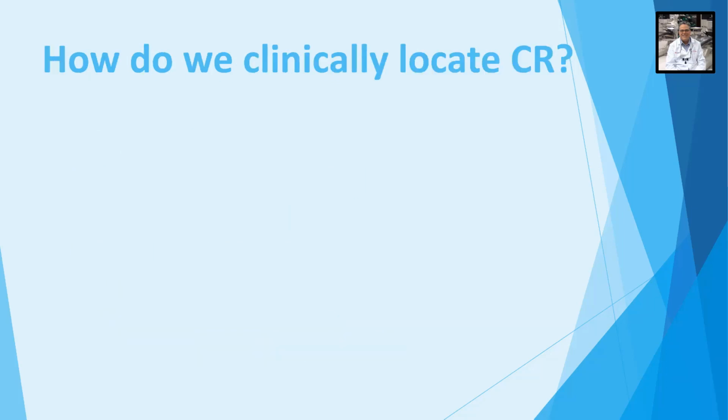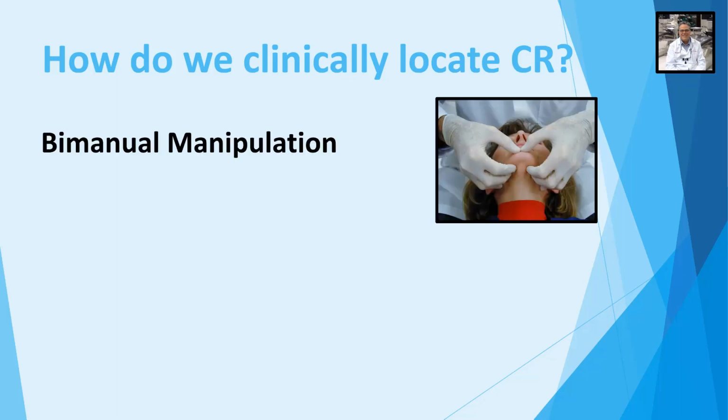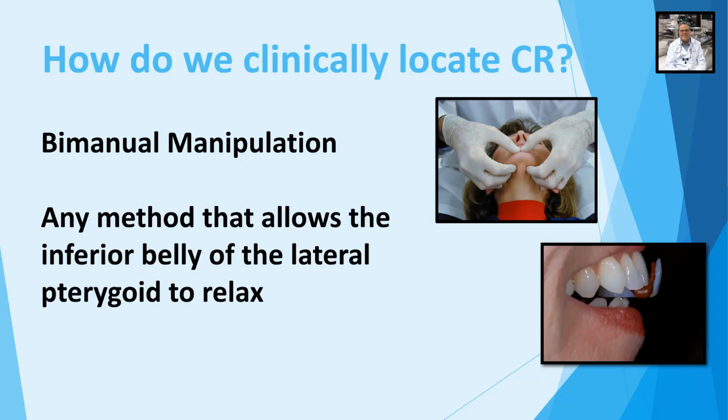How do we clinically locate it? Well, there's lots of different clinical techniques out there, but what is taught by the Dawson Academy, and it tends to be, in my hands, the most predictable, is something called bimanual manipulation. And it's just a technique for allowing the condyle to go where it wants to, which is in centric relation. That lateral pterygoid doesn't want to stay contracted.